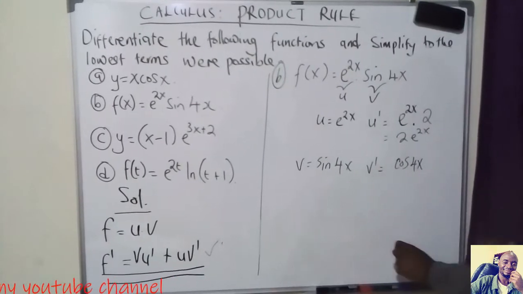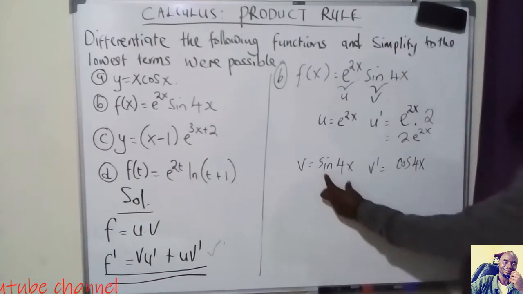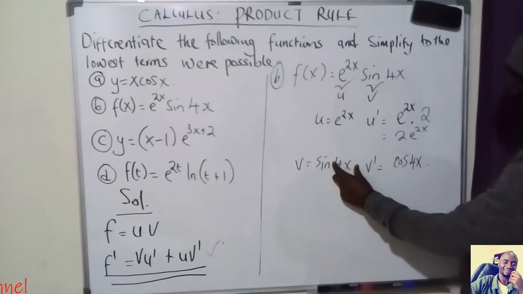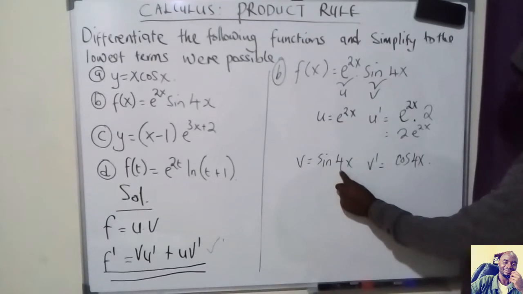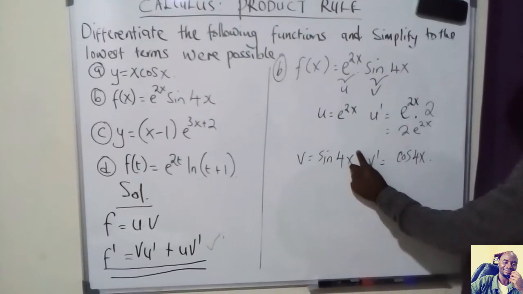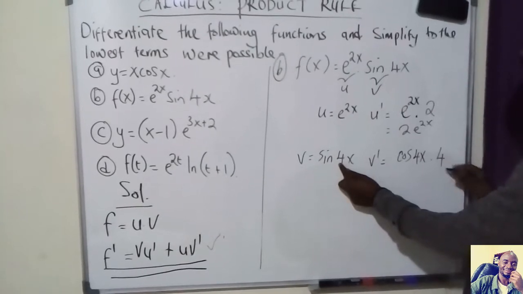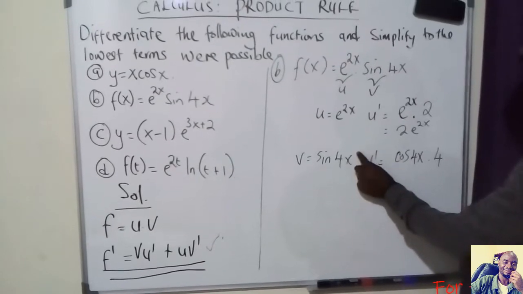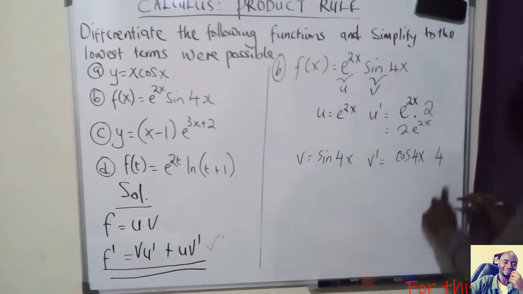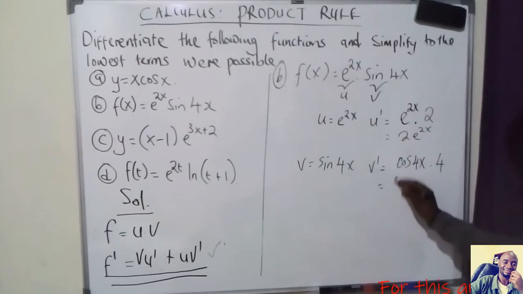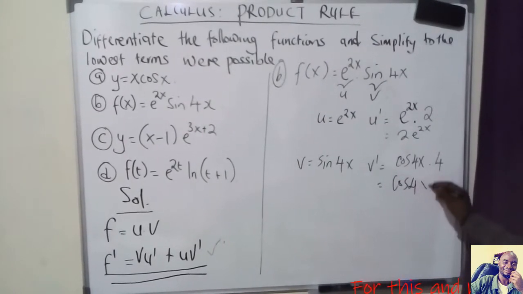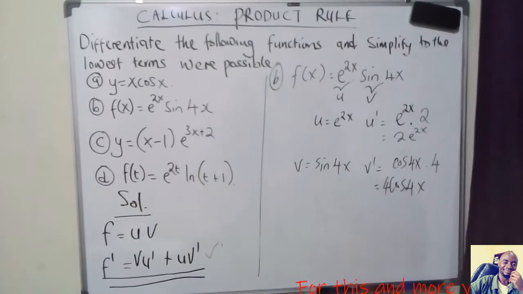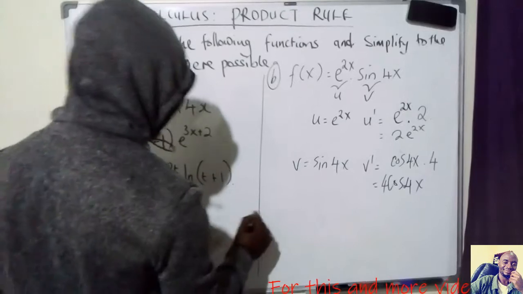Now, when we get cos 4x, again we have to differentiate this function multiplied by the derivative of this one. The derivative of this one, 4x, here it will be 1 multiplied by 4, we get 4. Then x to the power 1 minus 1, which will be 0, x to the power 0 is 1. So 1 multiplied by 4, we get 4. So this will be cos 4x multiplied by 4.